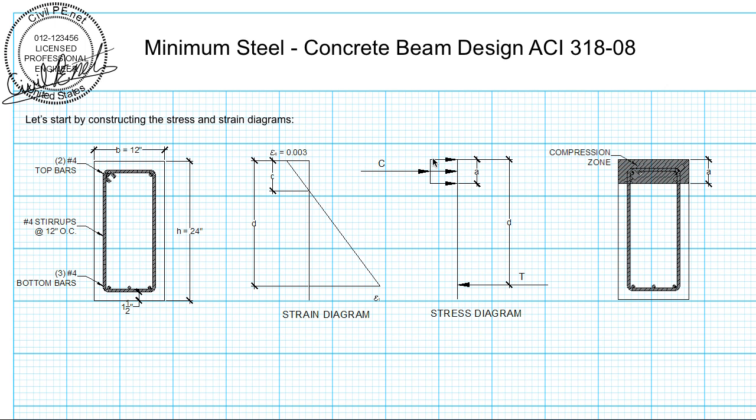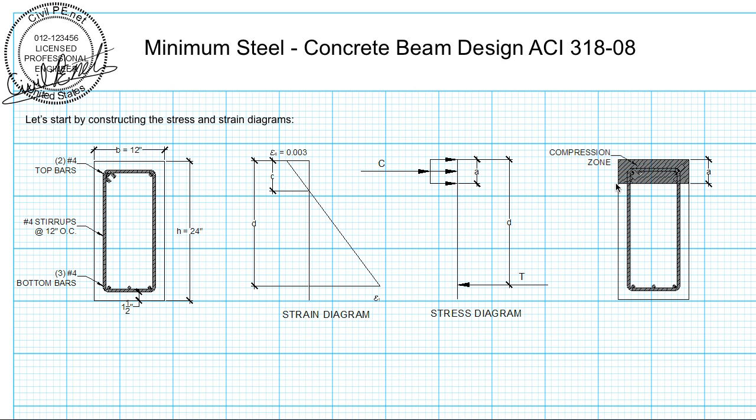Here we've got the compression force, a distributed force over a depth a, which is the depth of our Whitney stress block. The resultant of that is this C right here, this compression force. Down here we've got the tensile force, which is equal to the area of the steel times the stress in that steel, or T. And d is the depth from the extreme compression fiber, once again, to the centroid of that steel.